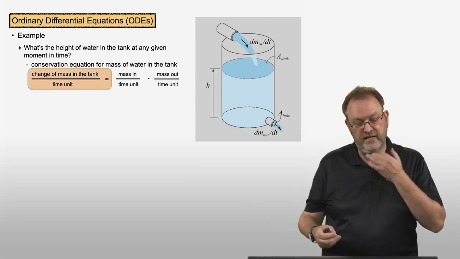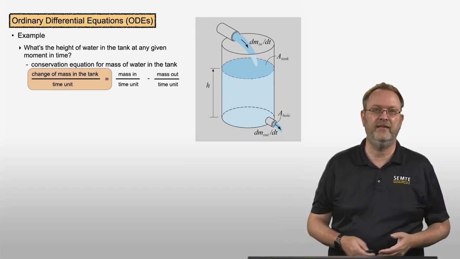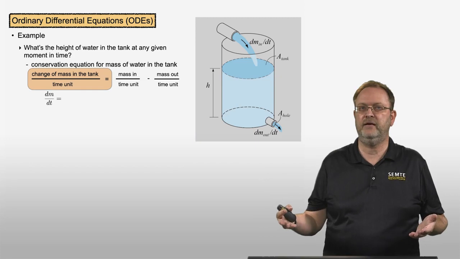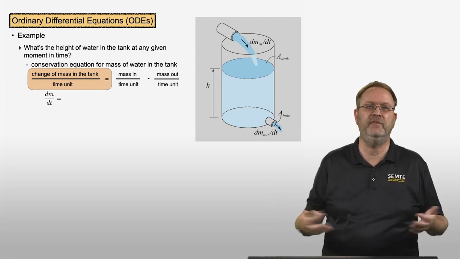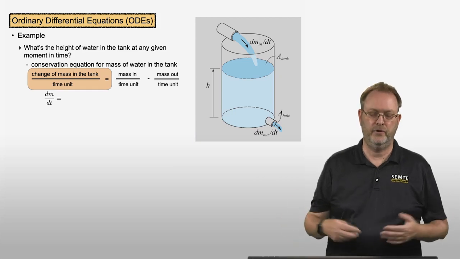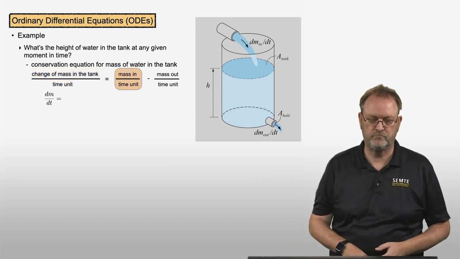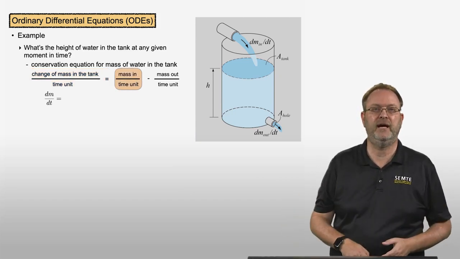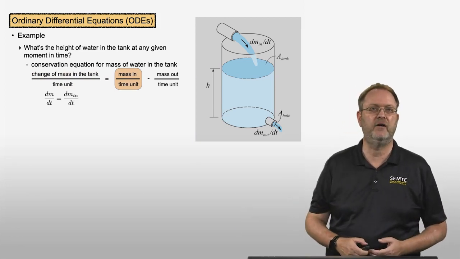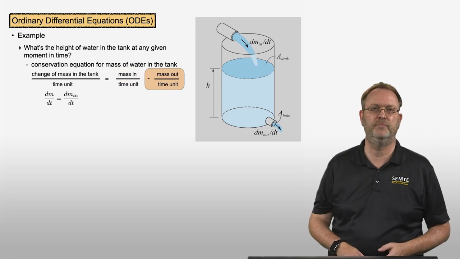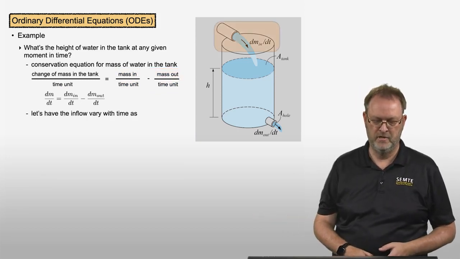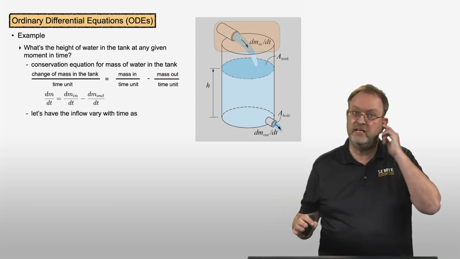Okay, so let's look at the change of mass of water in the tank per time unit. If m is the mass of water in the tank, the change would be dm/dt, right? The derivative of the mass in the tank per time unit dt. Mass in per time unit would be dm_in/dt, and mass out per time unit would be minus dm_out/dt. Okay, now let's make things a little bit interesting.